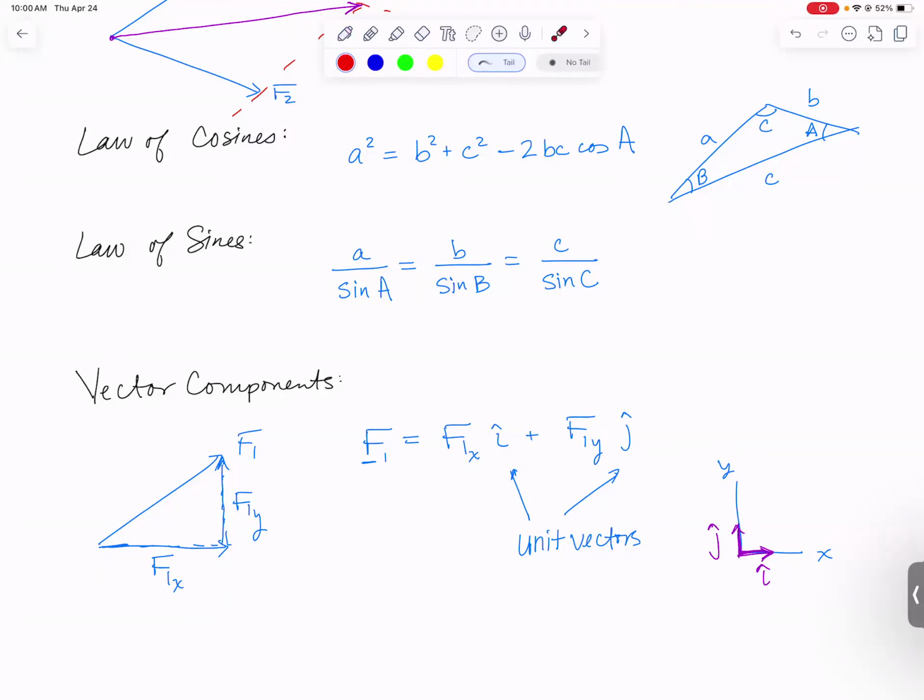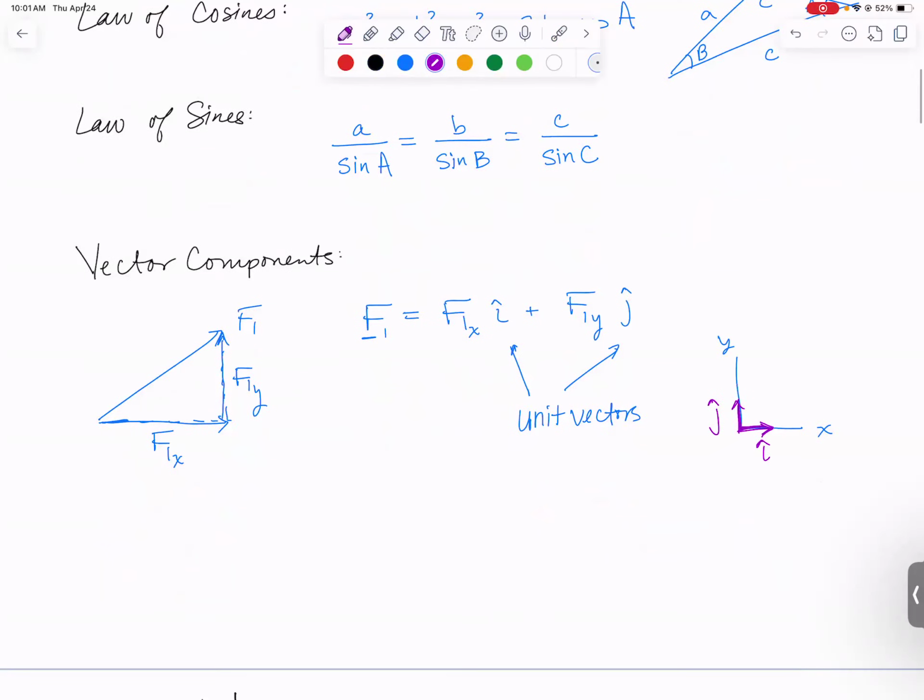So what happens here is if I take f1x and I multiply it by this unit vector i, what I get is a vector in the x direction whose magnitude is f1x. Well, that's what I want. And then if I take f1y, that's this magnitude right here, and I multiply it by j, it means I'm going in the direction of the y-axis exactly this far. I say go that far in the x direction, and then I say go this far in the y direction. If you do those two steps, you end up with the vector f1 that we wanted in the first place. Then we can do that for f2 as well.